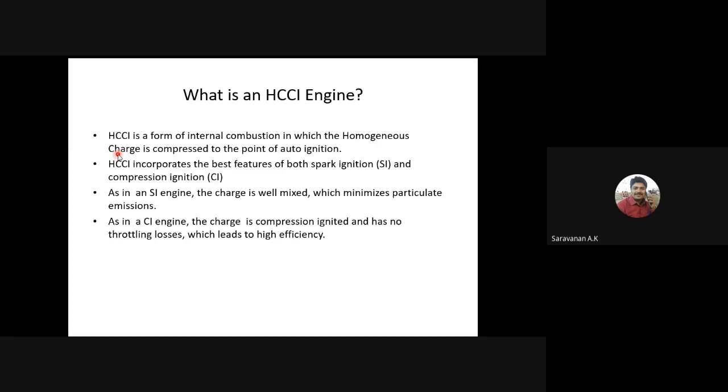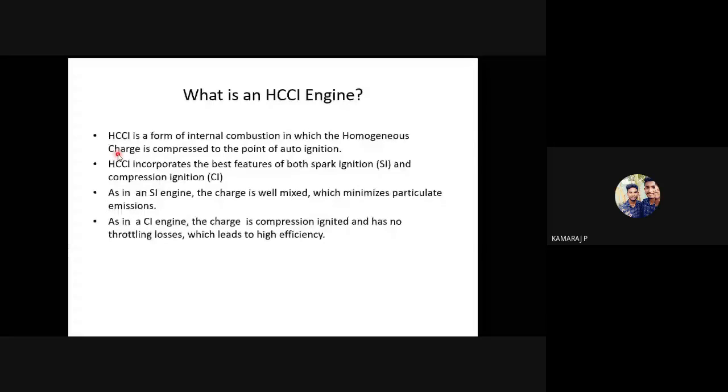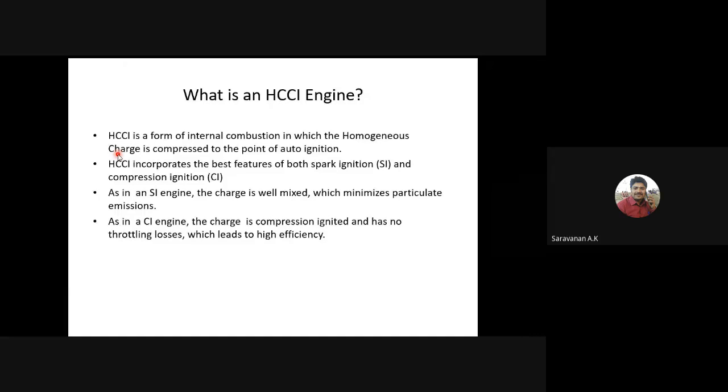What is the auto ignition? Anyone? Automatically the fuel ignites and the flame propagates. That temperature is called the auto ignition temperature, which is the self ignition temperature.